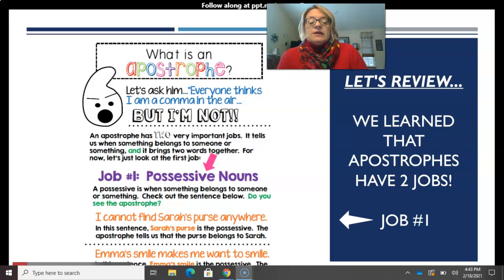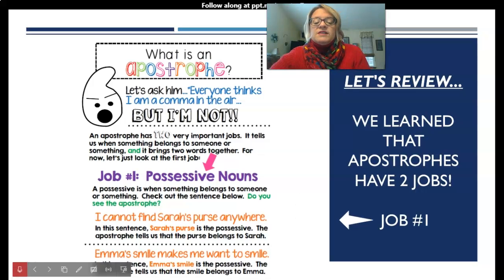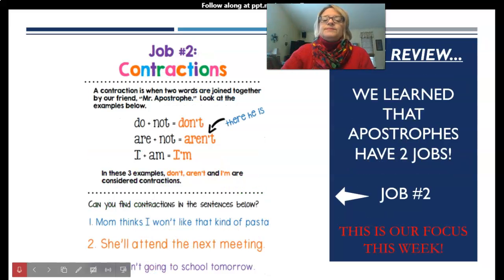So if we read down here where it says, I cannot find Sarah's purse anywhere. Sarah owns the purse, so she needs an apostrophe S. Okay? If it says Emma's smile makes me want to smile, Emma owns the smile, so we use an apostrophe S. Well, let's see what the second job is of our apostrophe.